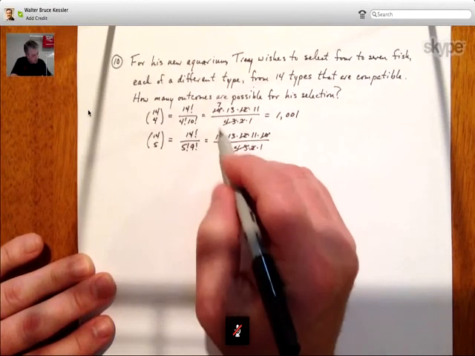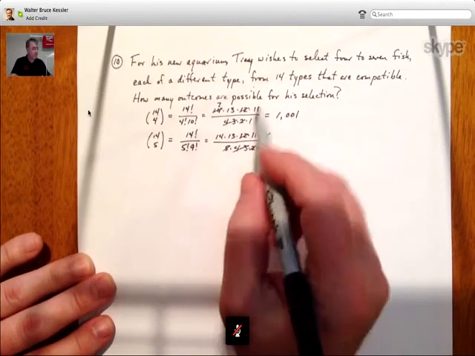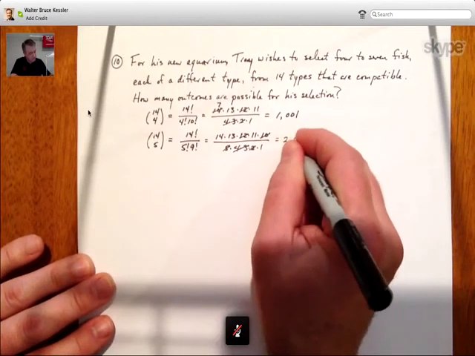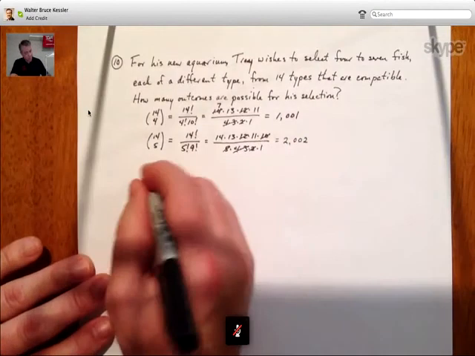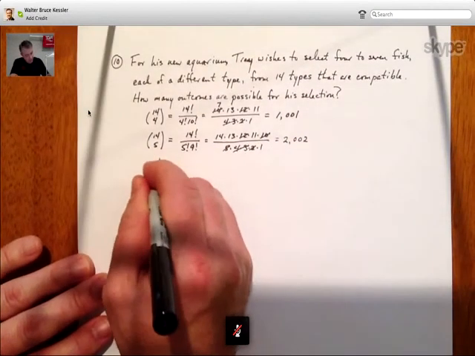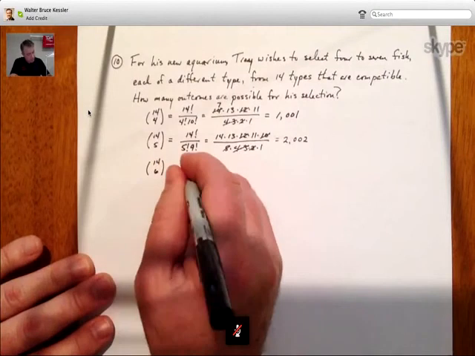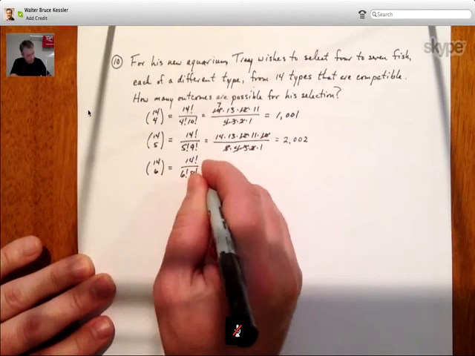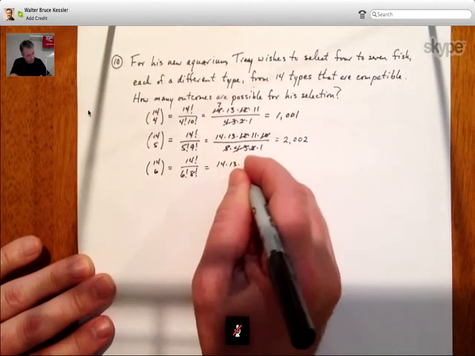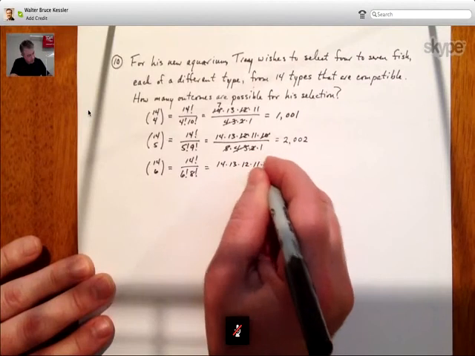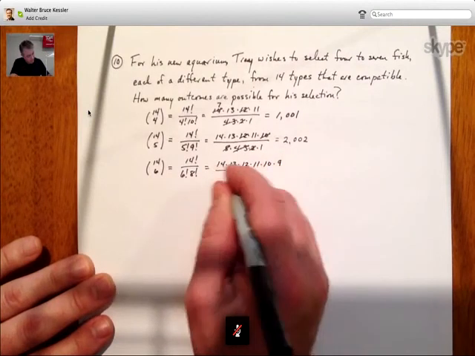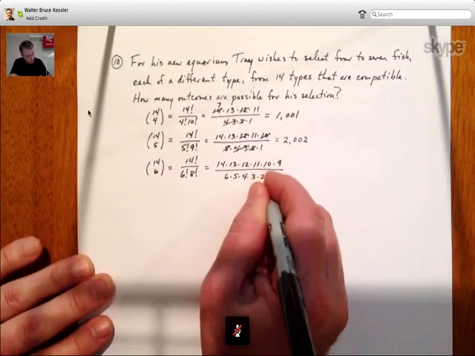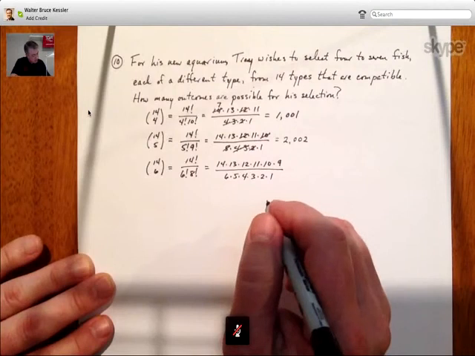And so this is the same number, except now I've got 14 in there. I have 14 instead of 7. It's twice the number, so this is 2002. If he decides to go with 6 fish, this would be 14 factorial over 6 factorial and 8 factorial. So 14 times 13 times 12 times 11 times 10 times 9 over 6 times 5 times 4 times 3 times 2 times 1.